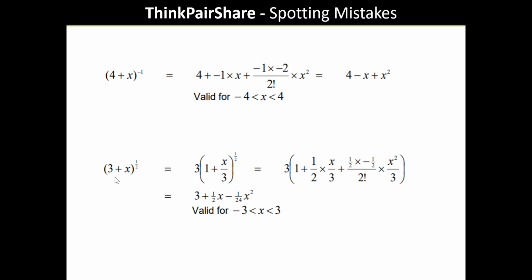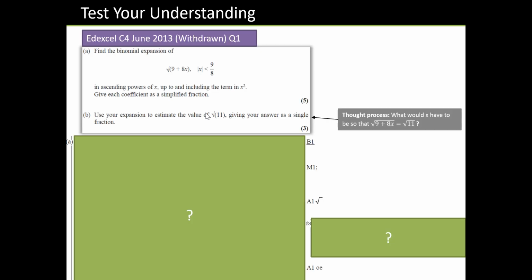Next one here, we'll have to take a 3 out, and the 3 will keep the power, and the bracket will keep the power once it's factorized. The bracket has kept the power, but the number does not have the power, the 3 part. This should be a root 3 at the front. So those are 2 mistakes that have been made there.